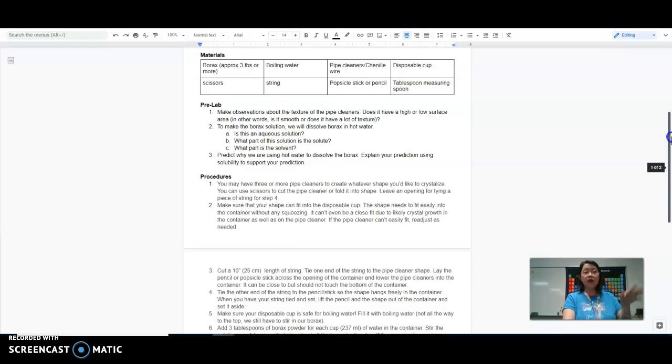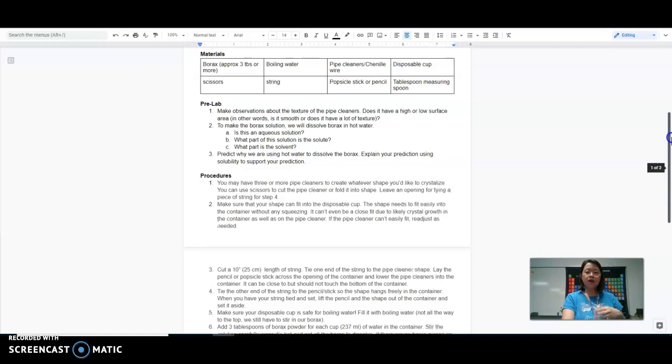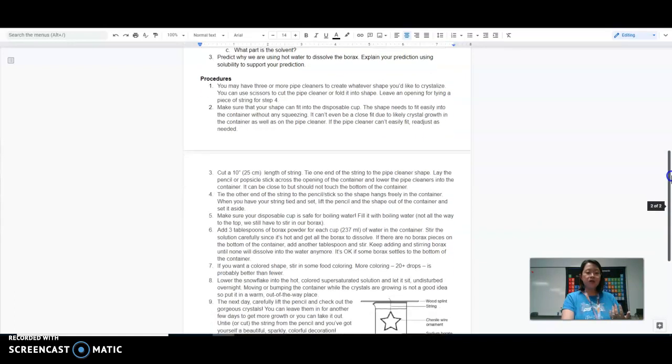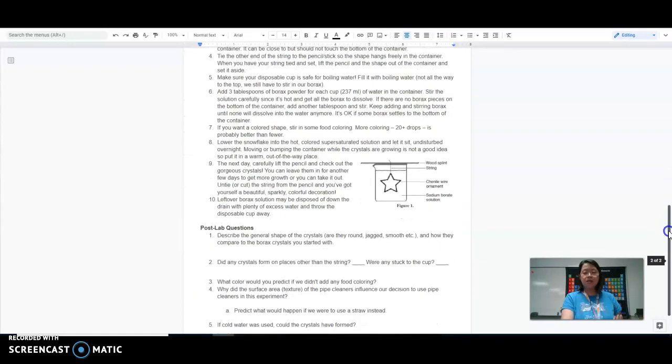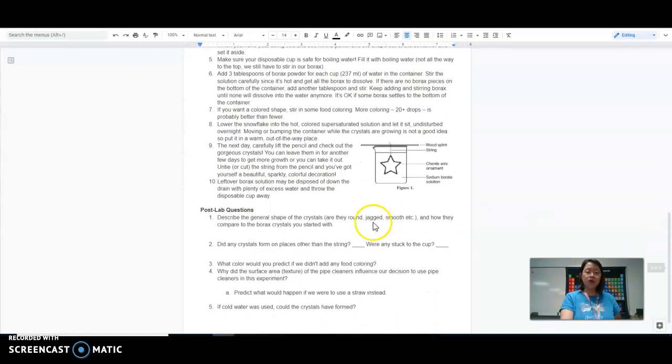As it cools down overnight, the solubility is going to decrease for that solution. And whenever solubility decreases, that means that the excess solute that got dissolved in the solution is going to precipitate, or come out of the solution as a solid. And that's how we're going to be growing our crystals on our pipe cleaners.